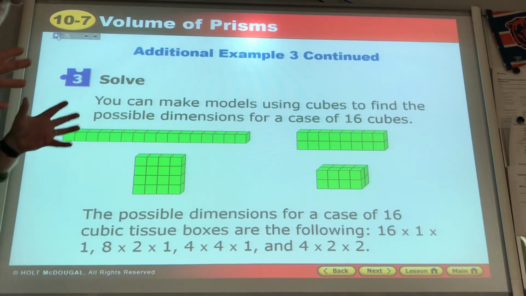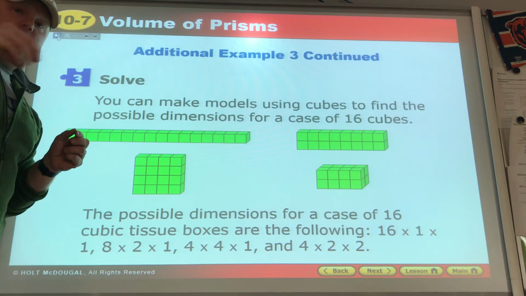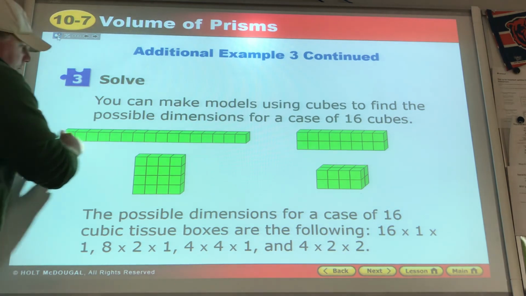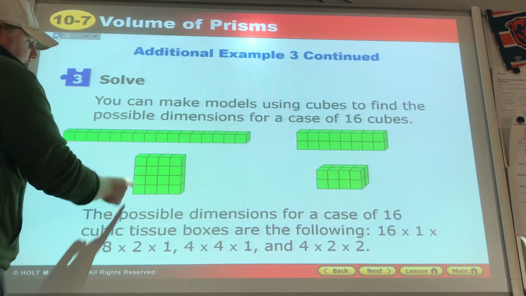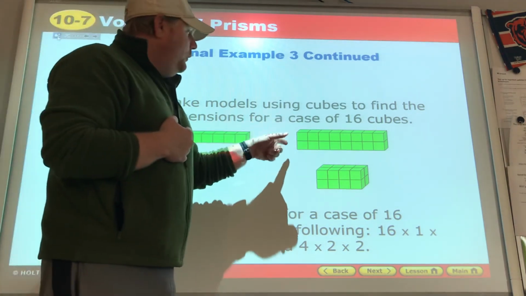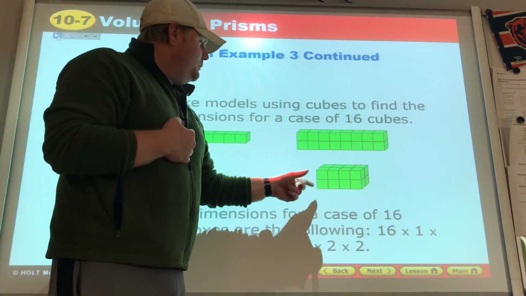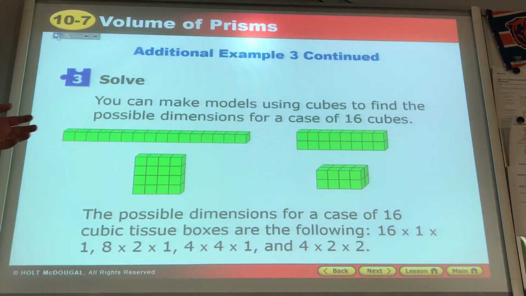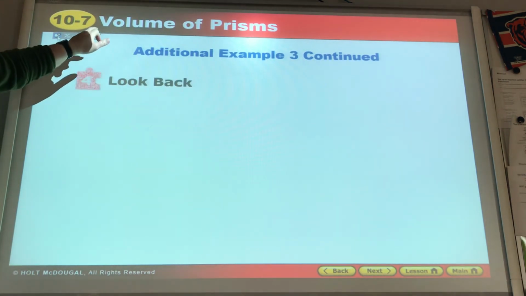Each tissue box, they had the square ones, like you maybe put on top of a toilet, you pull out the top. All right, the square ones, you could put them together in all these different ways. You could have 1 by 16. You could have 4 by 1 by 4. You could have 2 by 1 by 8. You could have 2 by 2 by 4. All right, all those different ways. If you wrote any of those out, good answer.